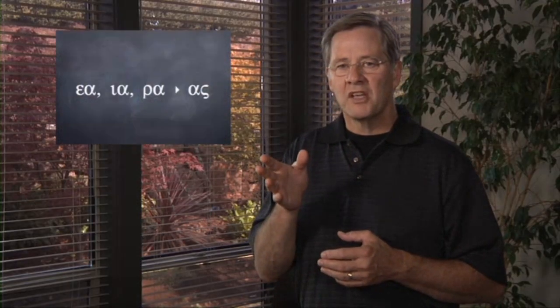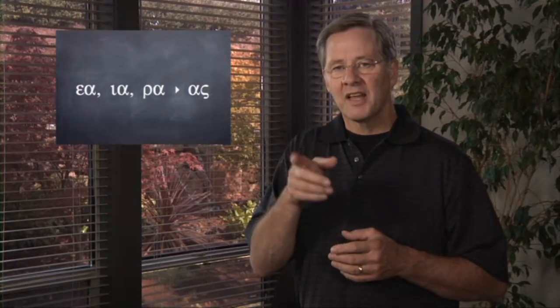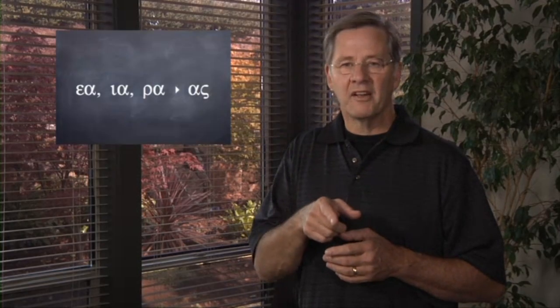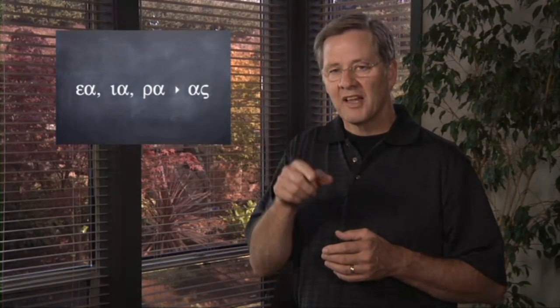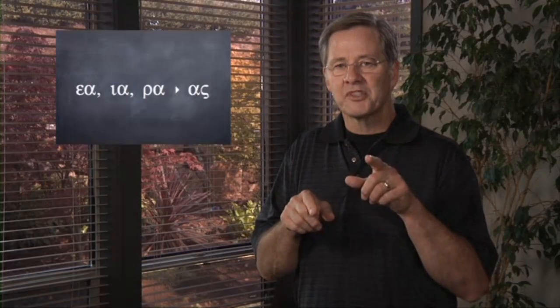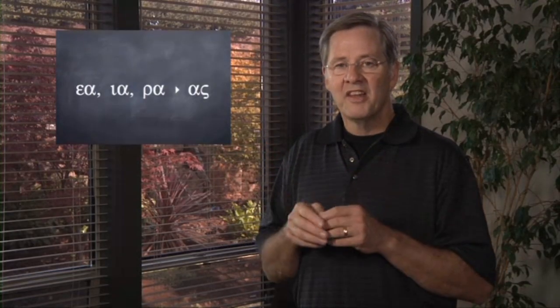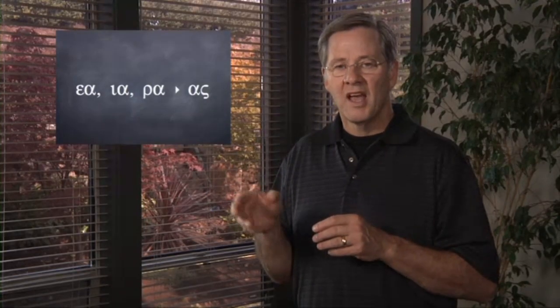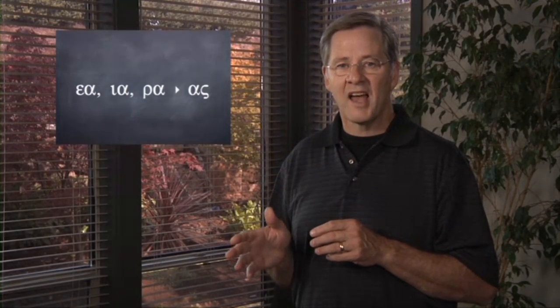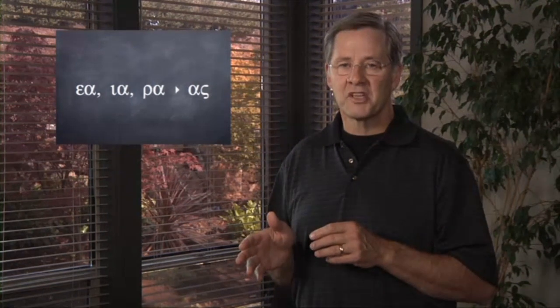Well, you could just memorize them, but let me give you the rule. And I use the English acronym AIR. Not Greek, it's just an English sound thing for me. What you do is you look at the letter before the alpha. And if the letter before the alpha is epsilon, iota, or rho, air, then it's a hora kind of word. And it's going to stay consistently alpha throughout the singular.